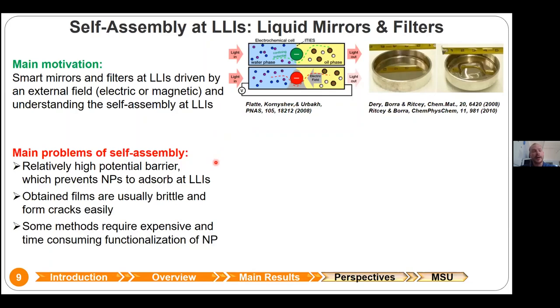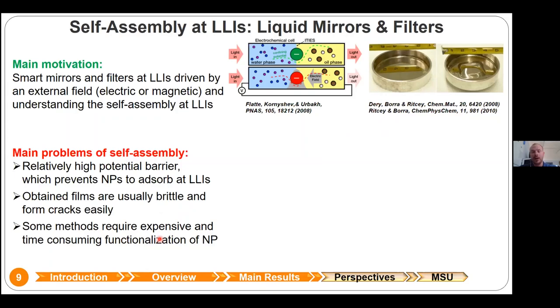However, there are many problems. The first problem is that a relatively high potential barrier prevents nanoparticles from adsorbing at the interface. So technically speaking, nanoparticles do not see the interface with all this gain in energy and so on. The second problem is that films are usually brittle. For example, Borra with his colleagues in Canada developed many, many ways to assemble nanoparticles, in the liquid mirror, and to manipulate them. But most of the time, the main problem was a breakage of the film or some kind of cracks and so on. And the third problem was that there are methods to functionalize particles, but they're time consuming, they're expensive, and we wanted something really easy to do.